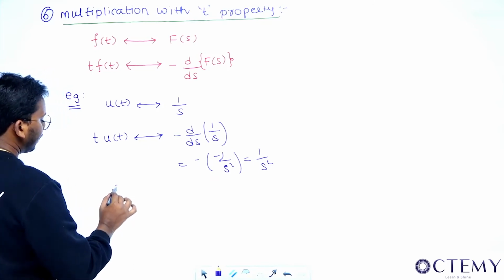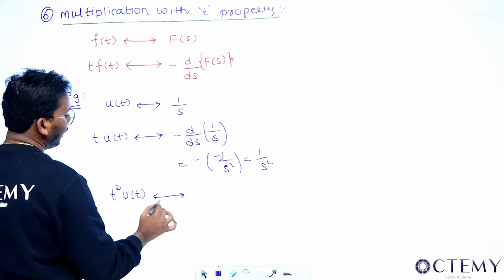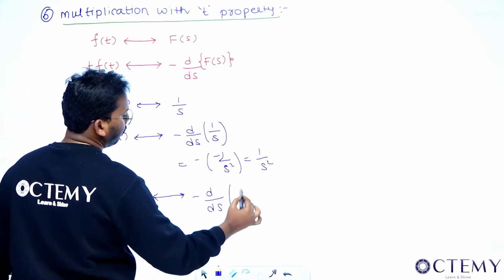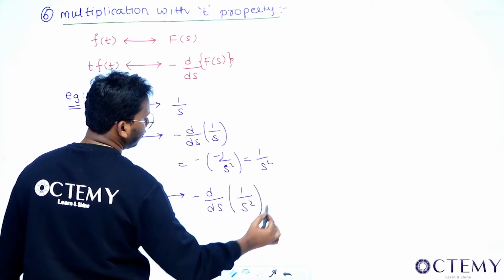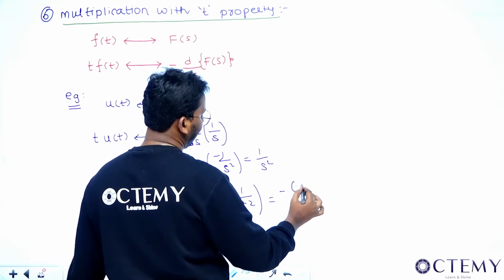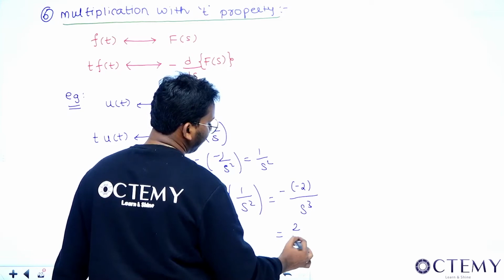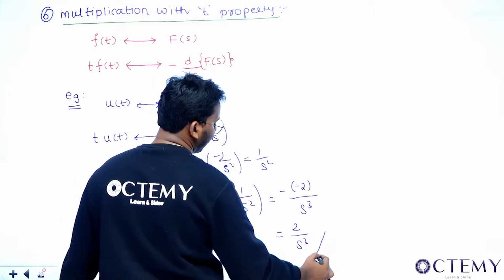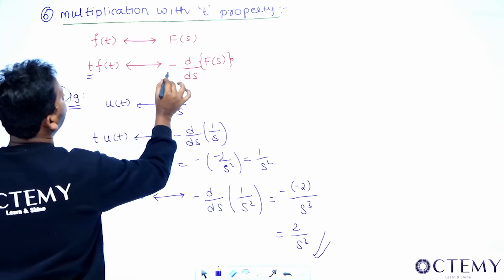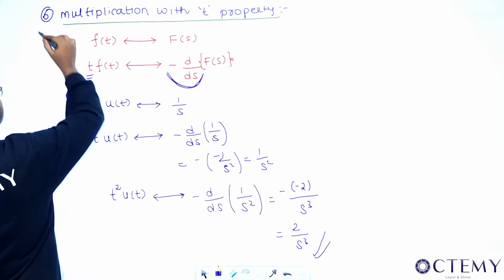Now, let us do it again. t square u(t), if you want to find, again minus d by ds of 1 by s square. So see what will that become? That becomes minus 2 divided by s cube. I told you this in the first slide only. I've written this. So you multiply with the t here, you do differentiation like this, right? So this is multiplication with t property.